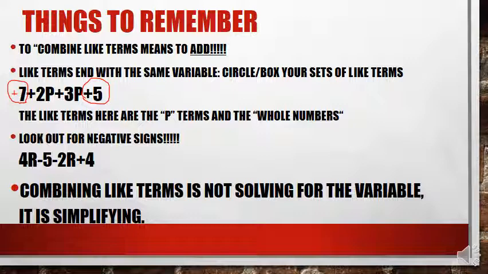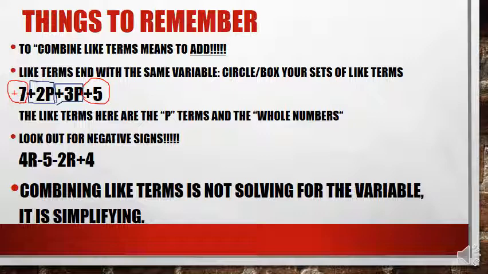There is no other whole number, so I'm now going to move to the p family. This 2p is a positive 2p, so I'm going to box it. And then I'm going to box the positive 3p. That way I identified my like terms, and now I'm going to go ahead and move over here and work on them.